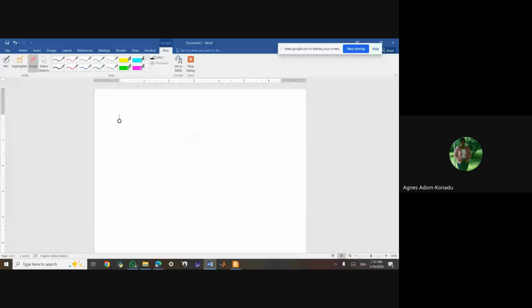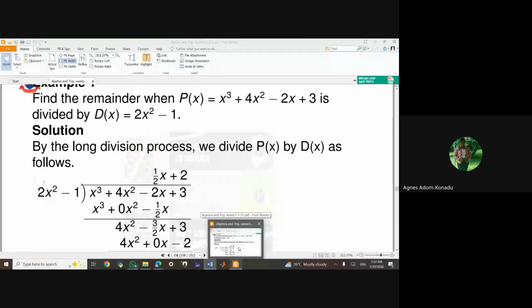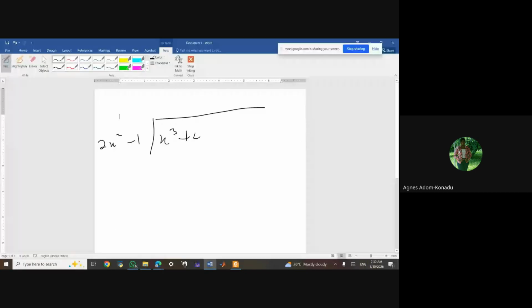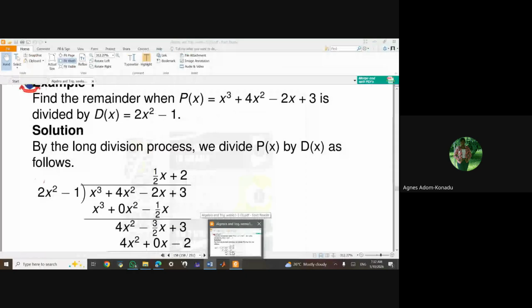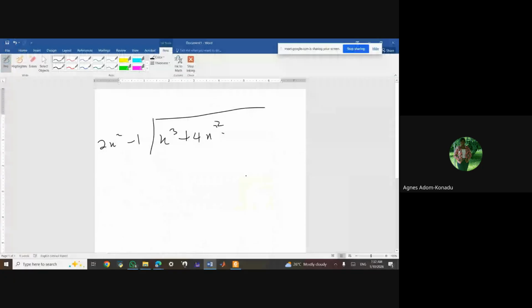So I have the function S cubed plus 4S squared minus 2S plus 3, divided by 2S squared minus 1.